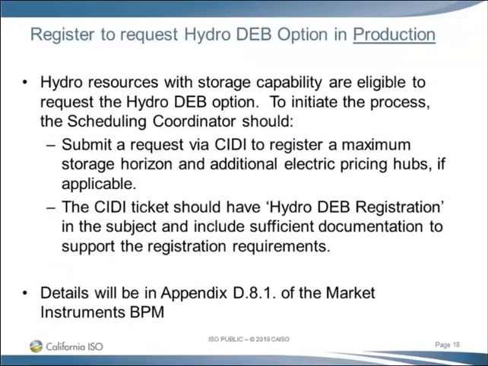Now, when it comes to production, you're going to need to submit a CIDI ticket to register your hydro DEB. I don't have a date for that yet, but when we have a date, a market notice will go out. So hydro resources with storage capability are eligible to request the hydro DEB option. You should submit a CIDI ticket to register a maximum storage horizon and additional electric pricing hubs, and the title should say hydro DEB registration in the subject so that it gets routed to the right place.